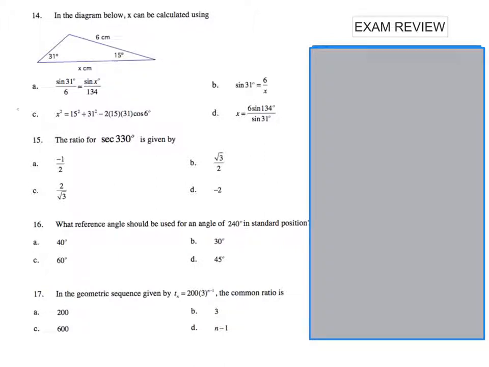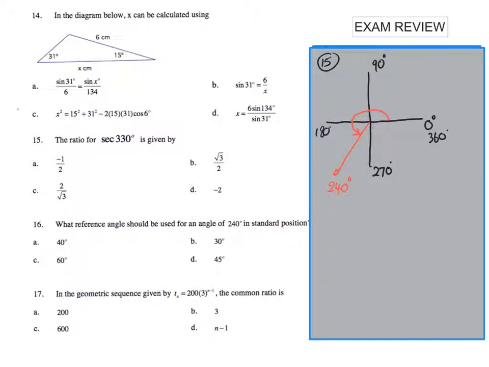Question 15 talks about reference angles. Well, it is fairly easy to work out reference angles. We know that there's the unit circle, 0, 90, 180, 270, and then back to 360 here. And the angle given is 240. 240 is going to be down here somewhere. Remember, 240 is this angle here.